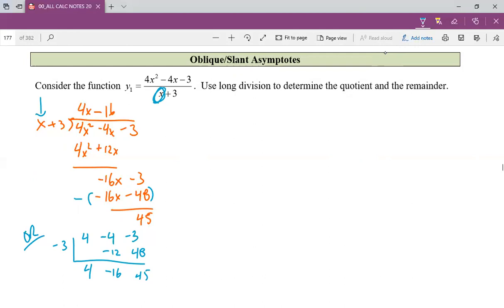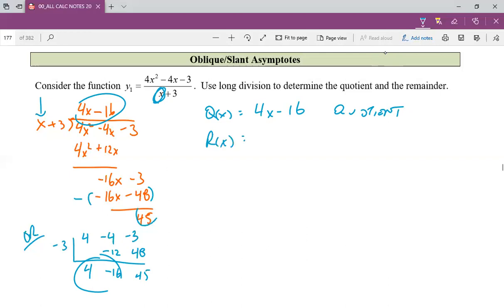Now, what this all means, a little bit of terminology. Q of x, 4x minus 16, that was what was called the quotient. R of x, which is this part here, 45. R of x is 45. The word for that is the remainder. You guys know those, that's not a big deal.